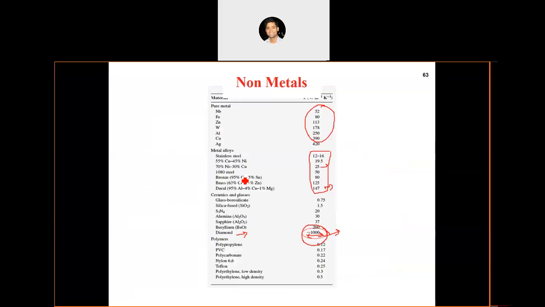Diamond is one of the hardest materials, and its hardness actually comes from the strength of its interatomic bonding. There are very strong covalent bonds in diamond, and because of these very strong bonds, we get higher thermal conductivity in diamond. So the higher thermal conductivity of diamond is coming from its very strong interatomic bonding. Is that clear now, Anchit?